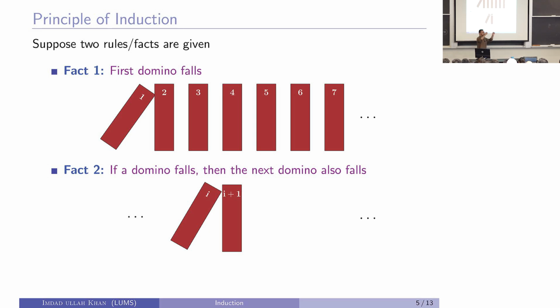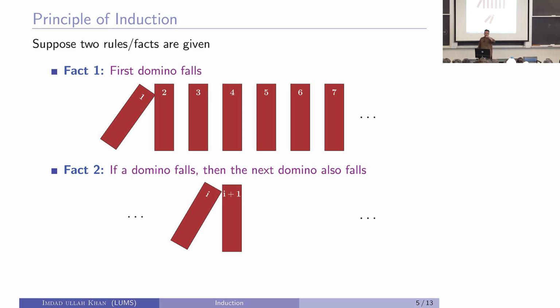I am given two rules, two facts about the world: that the first domino falls, and whenever the first falls, then the second falls, when the fifth falls, then the sixth falls, if the 19th falls, then the 20th falls, and this for all i, if the ith domino falls, then the I plus first domino also falls. Suppose we live in this world, and let's apply these facts. Let's just put them into practice.